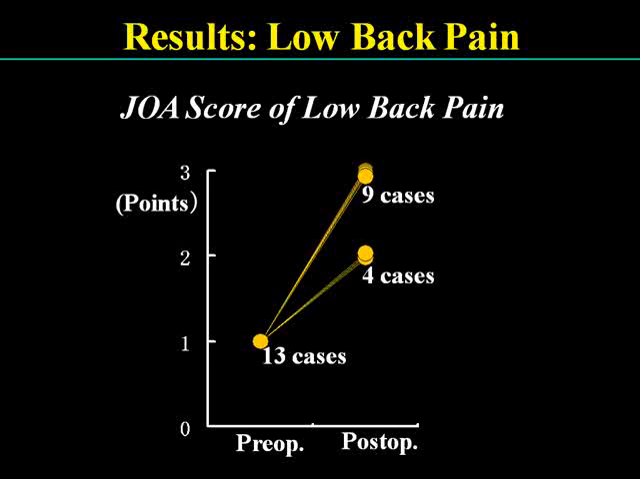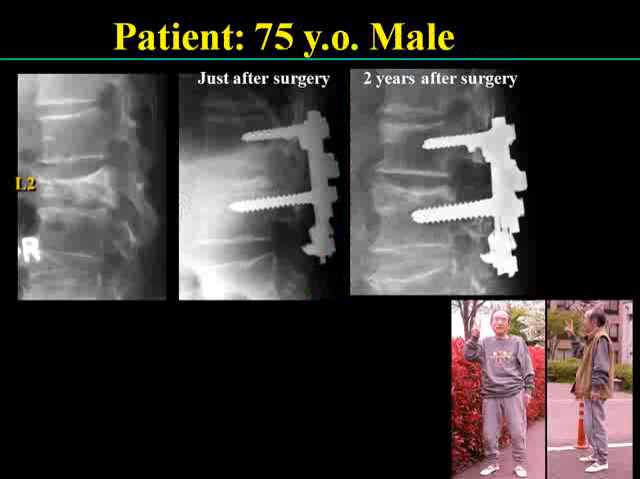This is a case of a 75 years old male. Collapsed body level was L2. In this case, a lower part of the vertebral body and the intervertebral disc between L2 and L3 were removed. Preoperative low back pain disappeared, and good results were obtained at 2 years after surgery.